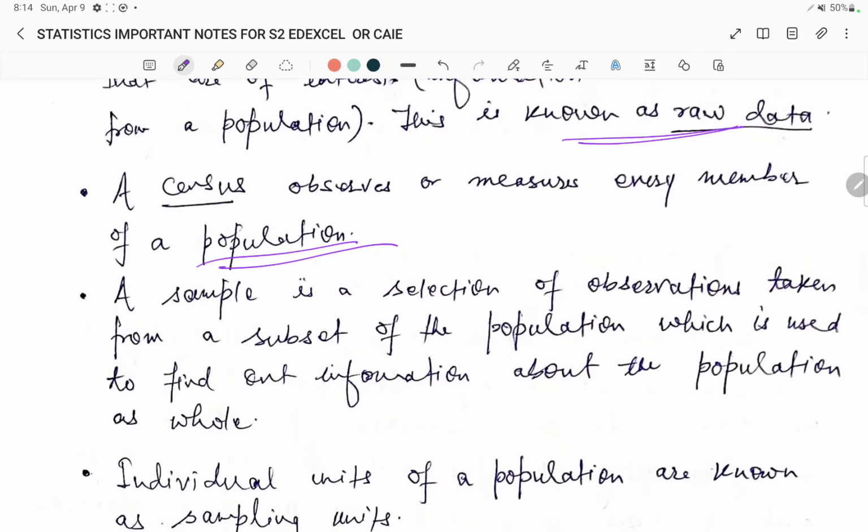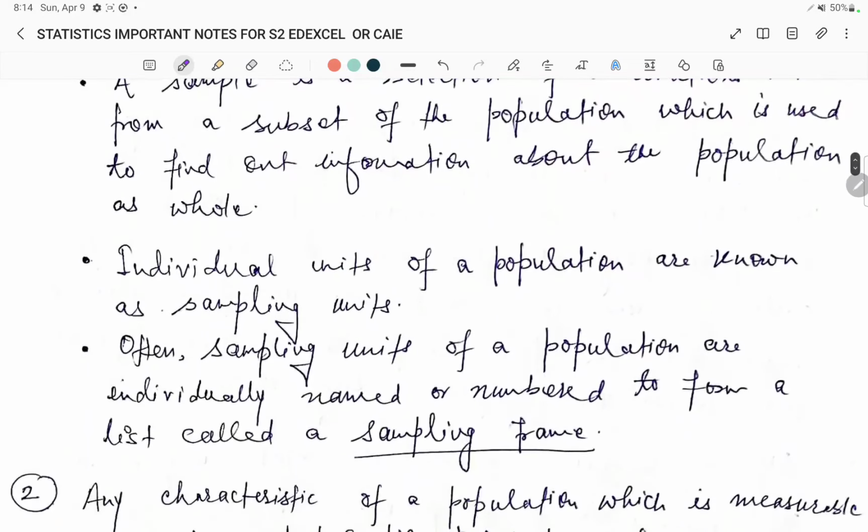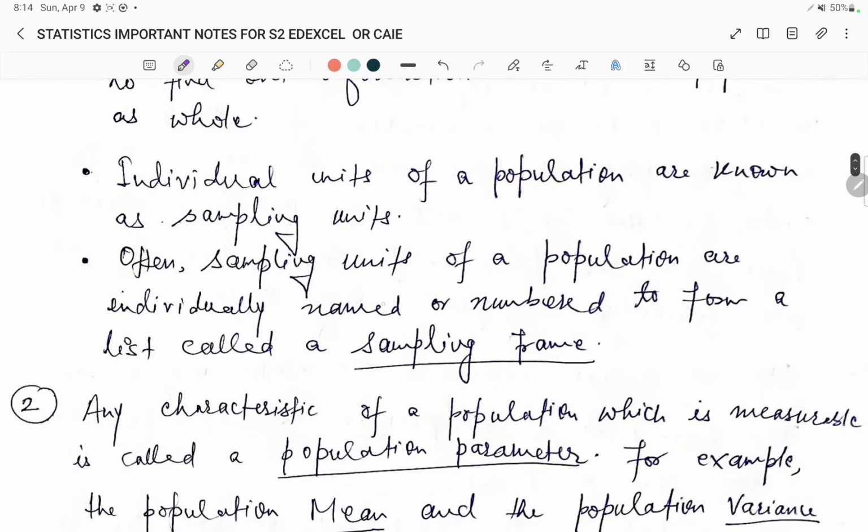From the research point of view, a sample is a selection of observations taken from a subset of the population, which is used to find out information about the population as a whole. Individual units of the population are known as sampling units. Often sampling units of the population are individually named or numbered to form a list called the sampling frame.